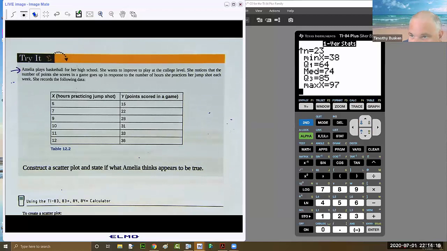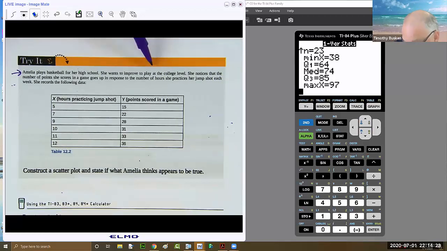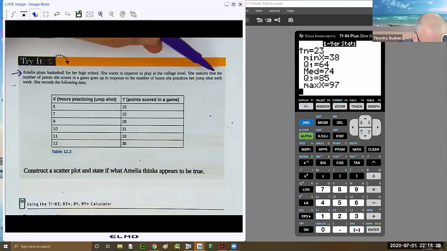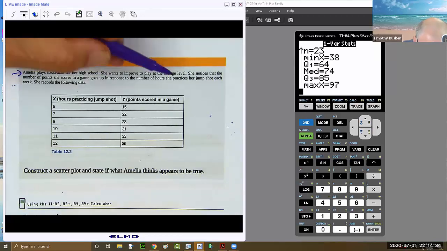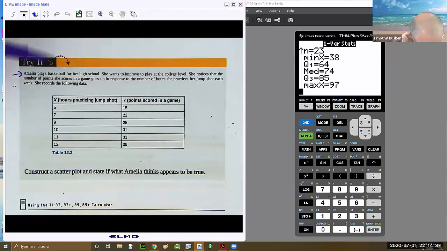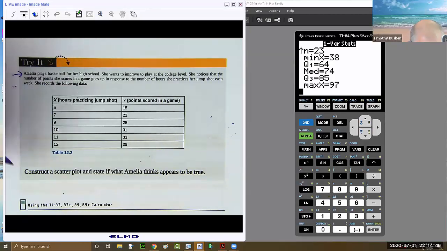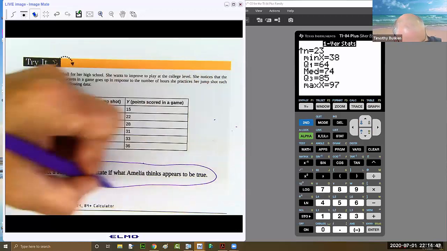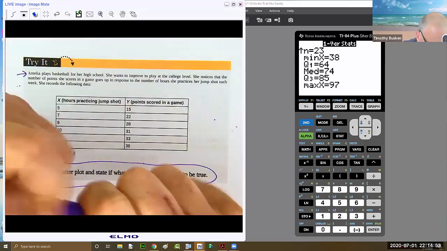Amelia plays basketball for her high school. She wants to improve to be able to play at the college level. She notices that the number of points she scores in a game goes up in response to the number of hours she practices her jump shot each week. She records the following data, and they want us to construct a scatter plot and take a look at the plot and see if what she's saying appears to be true.